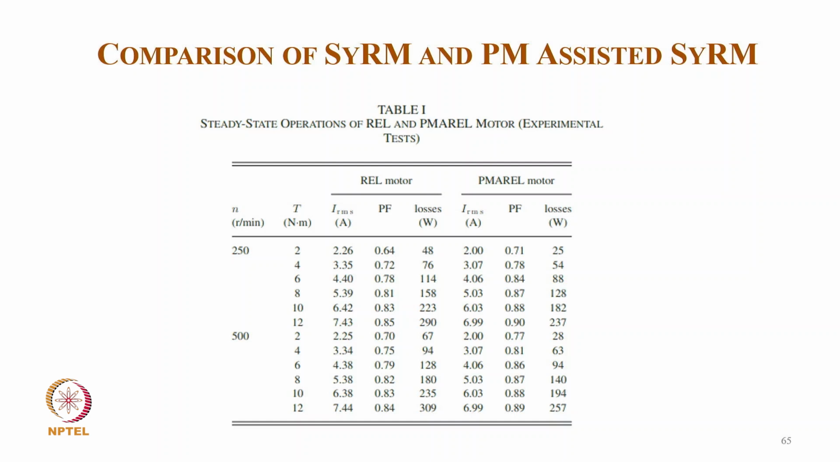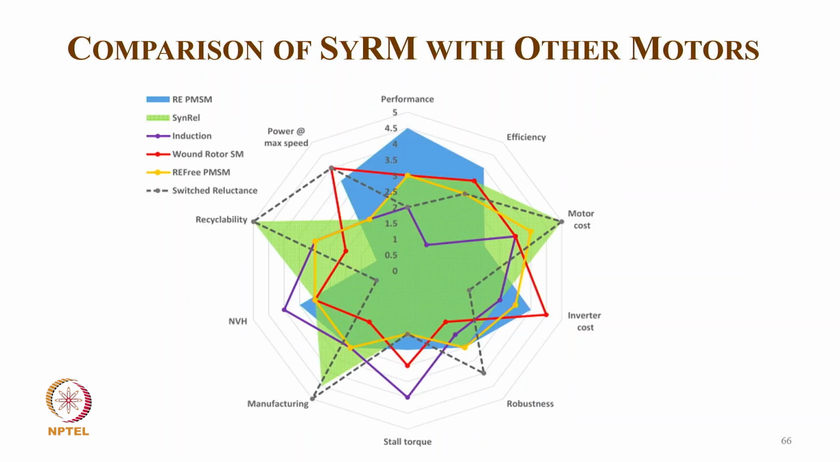So this is Table 1 of steady state operation of the synchronous reluctance and permanent magnet motors. Here you can clearly see 250 RPM and 500 RPM for different torques, and how the power factor and efficiency are in the reluctance motor. You can see that in this motor we get reasonably good performance, not much inferior as far as the efficiency requirement is concerned.